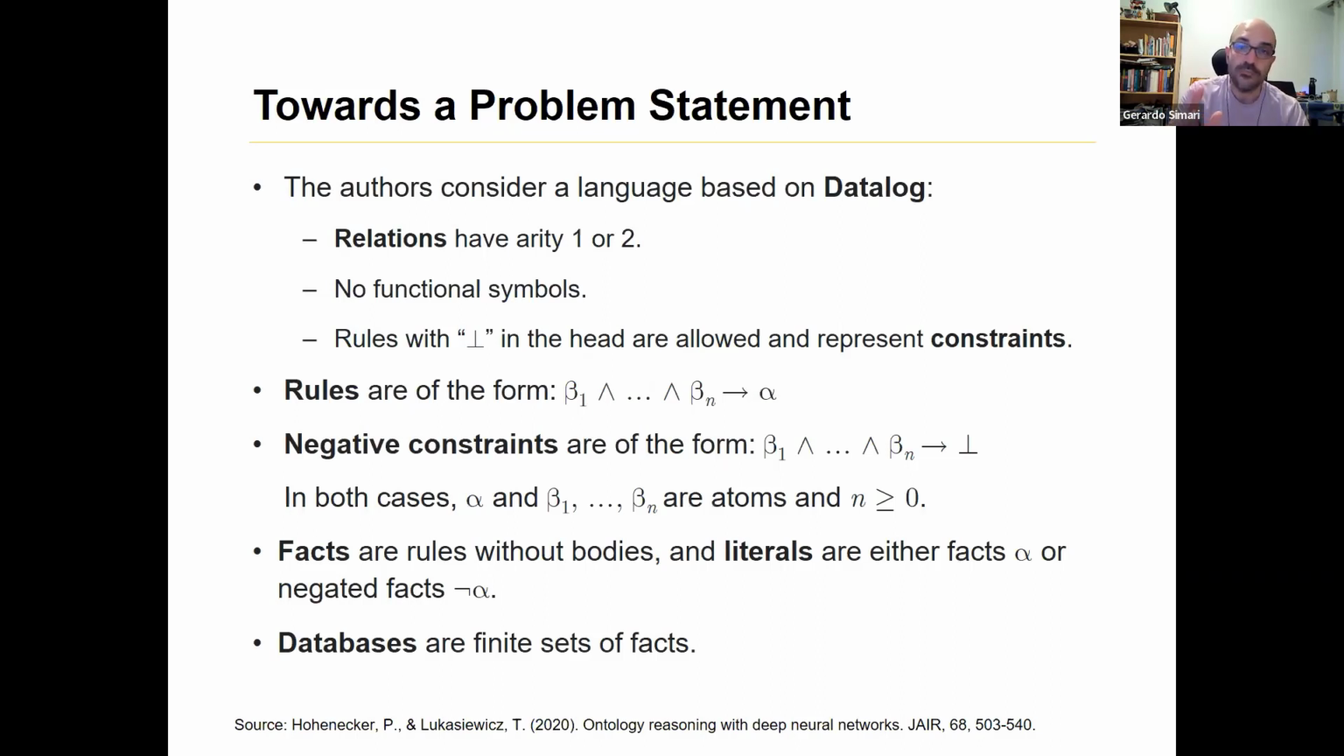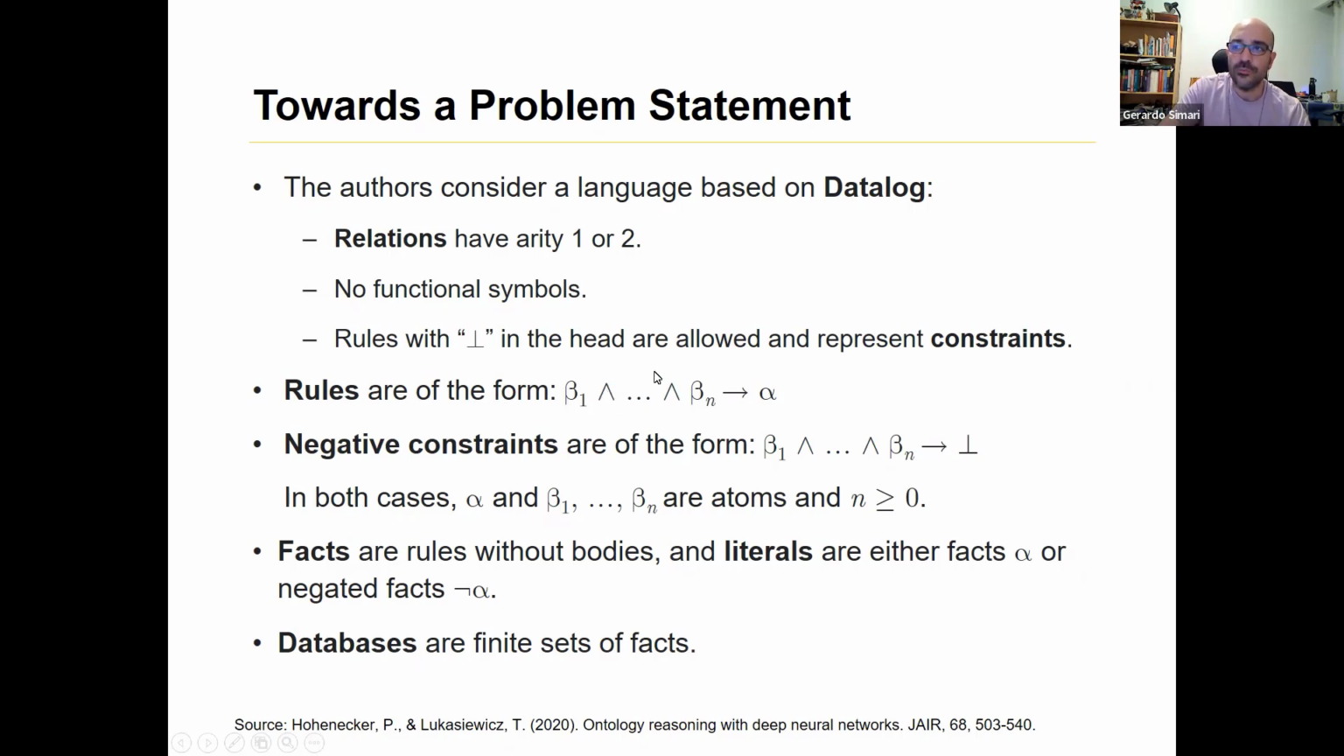Datalog is a very classical language at this point, where it's very, very closely tied to the databases community. And in the subset that the authors use in this paper, the relations have arity 1 or 2, like I mentioned before. We have no functional symbols, and we have rules with the symbol bottom or contradiction in the head that are allowed, and these rules represent constraints. So bodies that lead to something that can't happen.